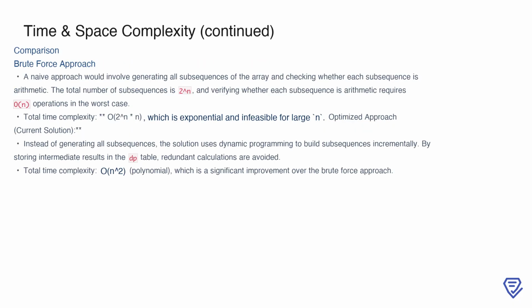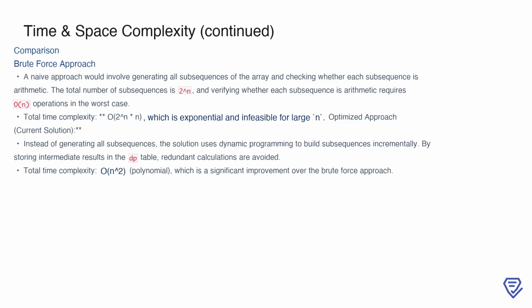Let's compare this optimized approach with the brute force method to highlight the efficiency gains. In a naive solution, we would generate all subsequences of the input array to check whether each one forms an arithmetic sequence. Since there are 2^n possible subsequences, and verifying each subsequence for the arithmetic property requires up to n operations, the total time complexity of this brute force approach is O(2^n * n). This exponential complexity is infeasible for large values of n.